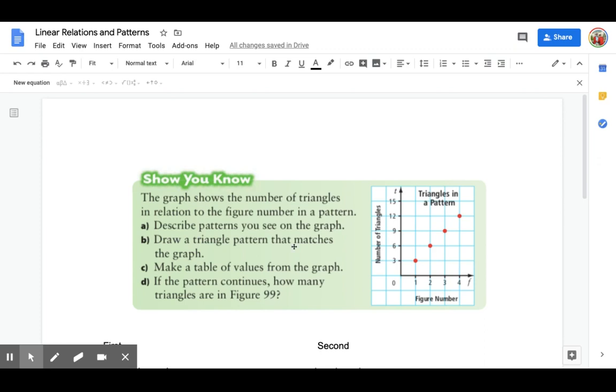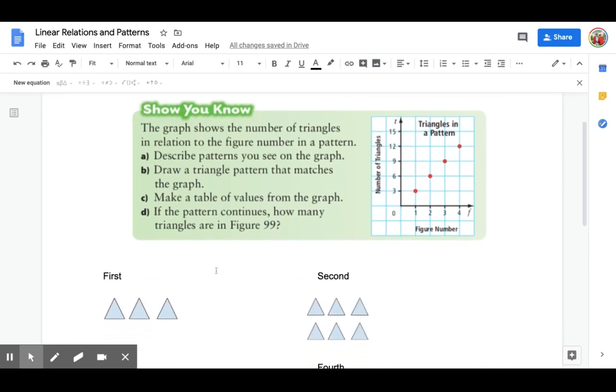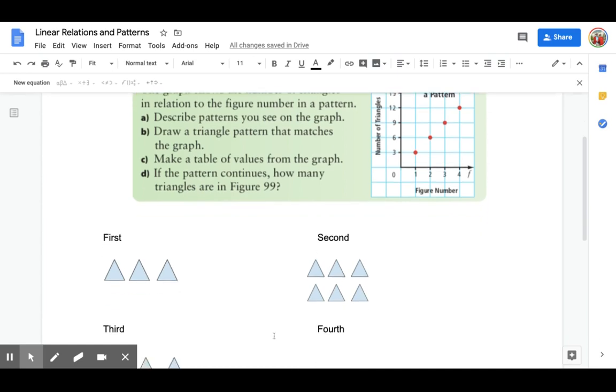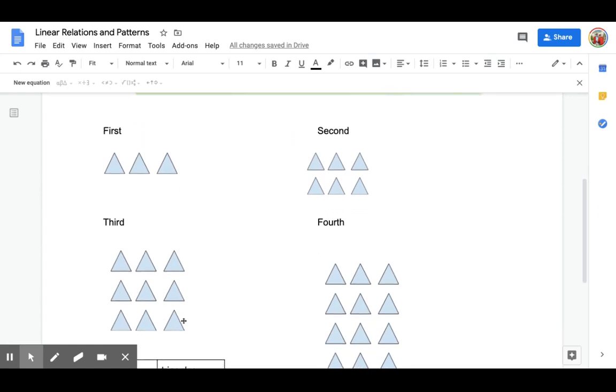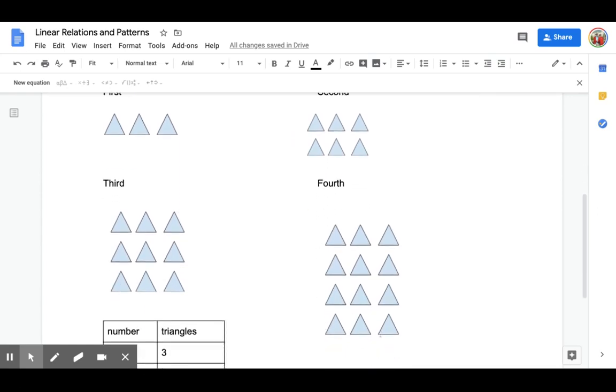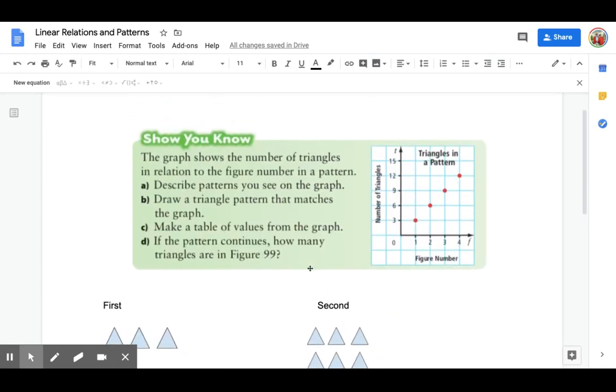If I have to draw this triangle pattern, then I recognize that the first figure number has 3 triangles. The second figure number has 6 triangles. The third figure number should have 9 triangles, and the fourth figure number should have 12, because those are the numbers that are on my graph.